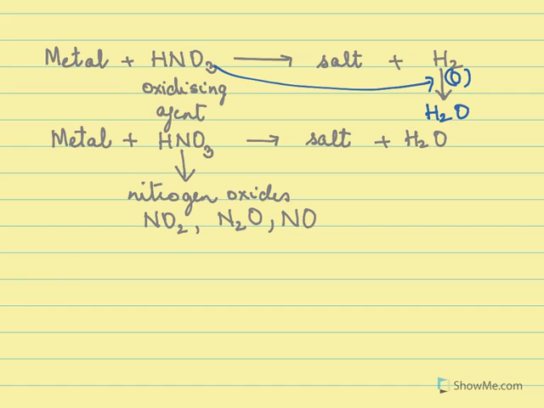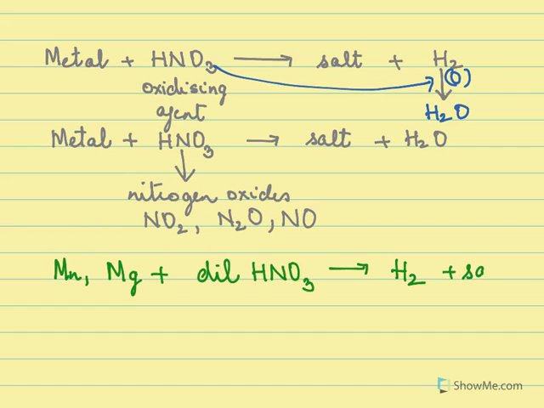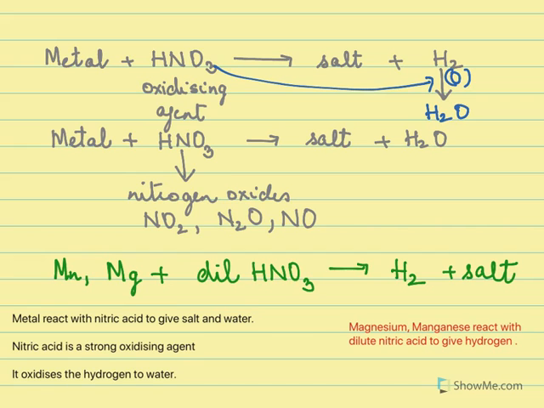However, there are exceptions to this. Magnesium and manganese, when they react with dilute nitric acid, you do get hydrogen, plus of course a salt. That's only two metals, that is magnesium and manganese.